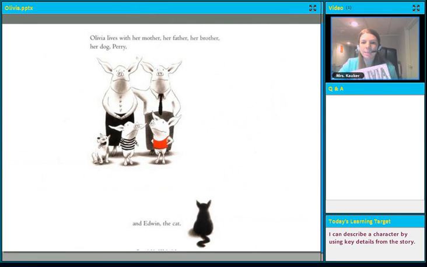What do you think? Delaney? Olivia. Oh, don't call out. Go ahead, Delaney. Olivia. Yeah, I think we're going to describe Olivia. She was the main character. So we're going to describe her by using key details. And remember, a key detail is just textual evidence that helps us to understand the story.